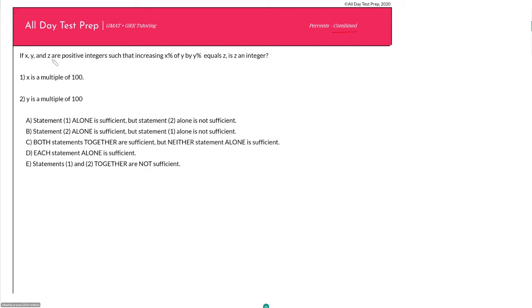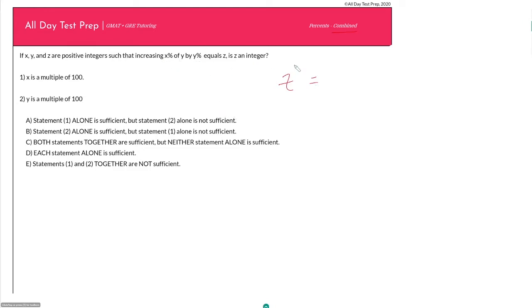If x, y, and z are positive integers such that increasing x percent of y by y percent equals z, is z an integer? So we need to translate our prompt here. We want to extract as much information as we can from our prompt before looking at our statements. So it's asking us about z, and we know z is equal to something. So what is z equal to?